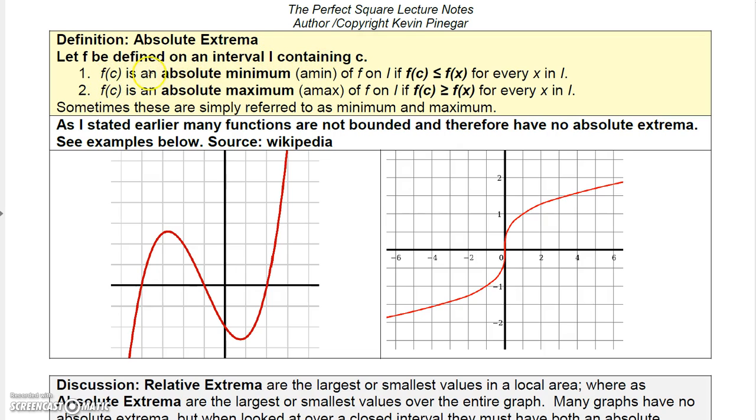f of c is an absolute minimum, or a min for short, of f on I if f of c is less than or equal to f of x for all x in the interval. Now, f of c is an absolute maximum, or a max, of the function on I if f of c is greater than or equal to all functional values, or all f of x in the interval.